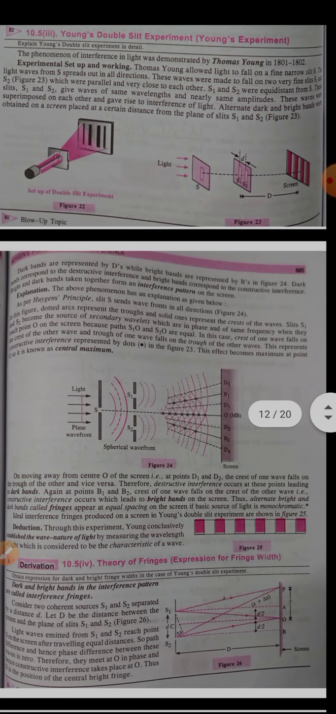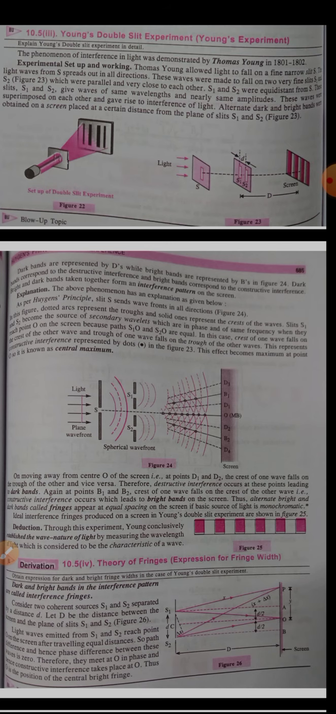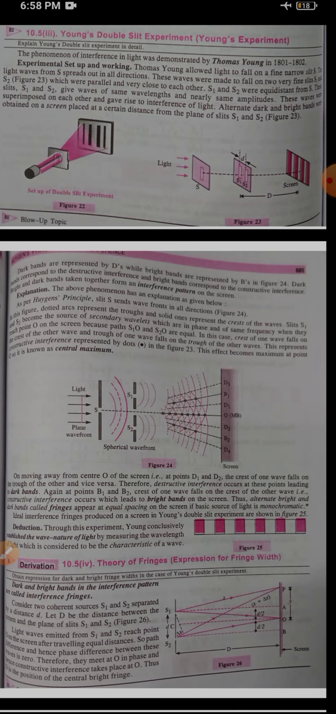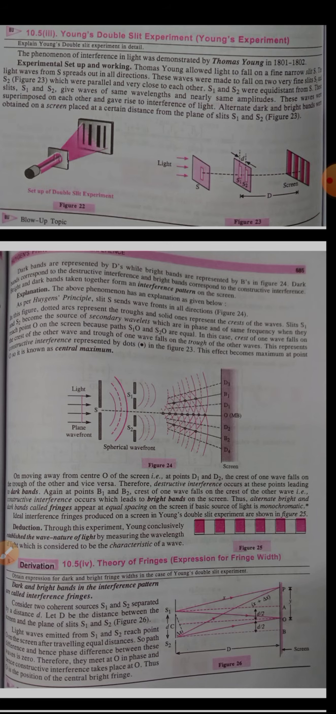He made the light fall on slit S, and then from slit S to S1 and S2, because he wants to get a coherent light source. When light comes from the slit S, it is coherent, so he used S1 and S2. When we get the pattern on the screen, the dark bands are represented by the capital D's, while the bright bands are represented by the B's.